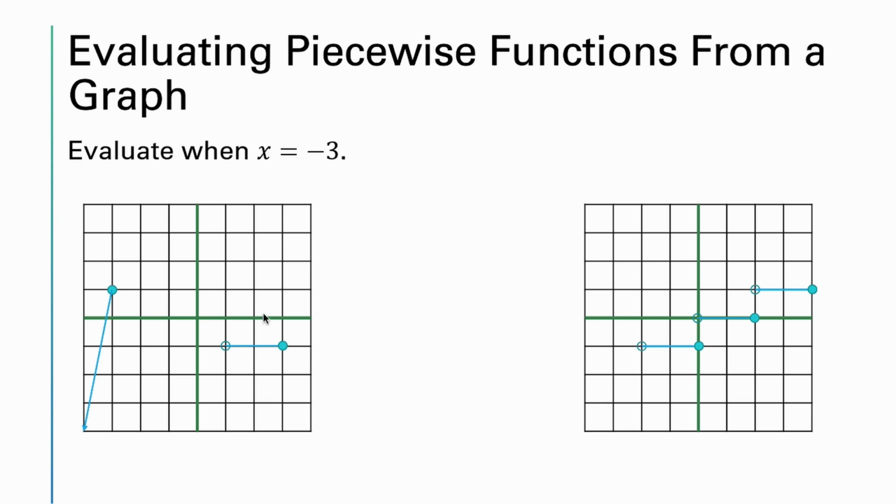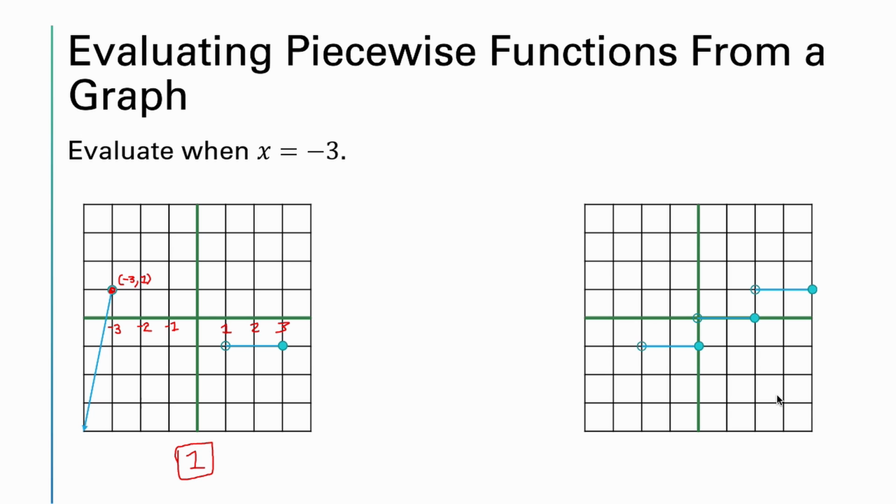Okay, let's find x is equal to negative 3. And again, these are going by ones. So, this is negative 3. And let's go up to the y value. So, we go here, and look, our y value is 1, as this is negative 3, 1. So, our evaluation is 1. Pretty simple.